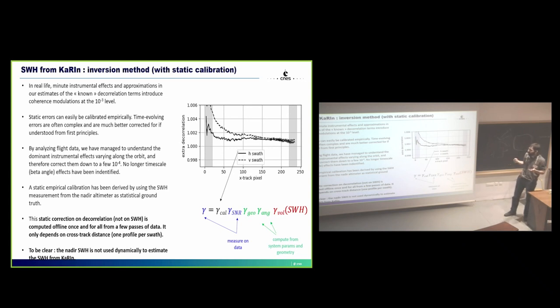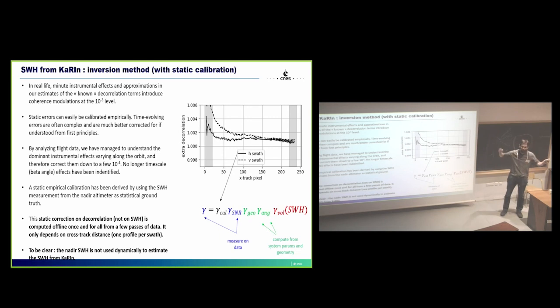Now, if those instrumental errors were static, they would be very easy to calibrate. Whatever empirical calibration you want to apply, you measure your errors, and then you apply this correction, you're done, right? The hard part is when, and that's actually what happens, those errors start having a time dependence. Most of what we've seen is that these errors evolve along the orbit for a variety of reasons, because the signals that we emit along the orbit change.